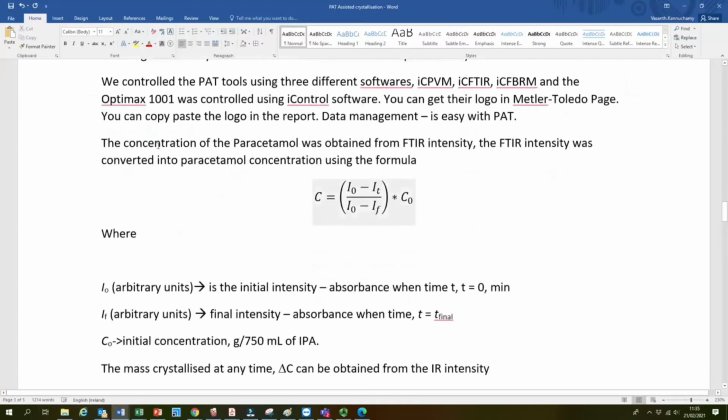And then what we measured is we just measured the intensity using an FTIR probe, and then we converted the intensity into concentration. This is the formula I used. So this is the concentration of your paracetamol. This is your initial intensity. This is your intensity at any time t. And this is your final intensity, multiplied by C0. So how to explain this?